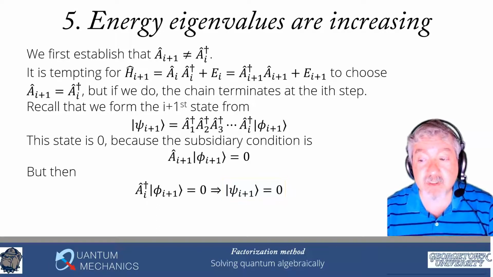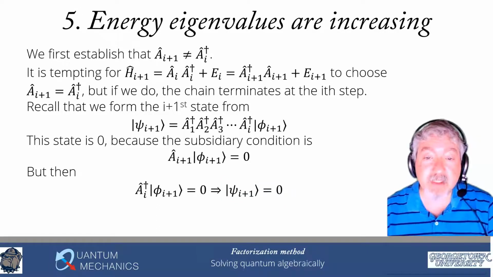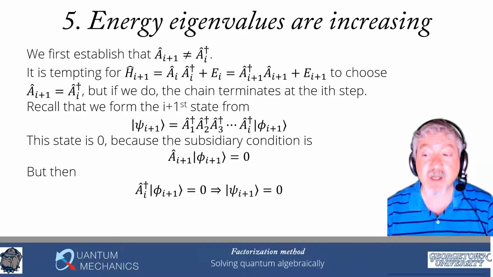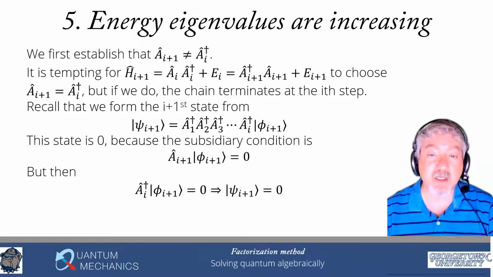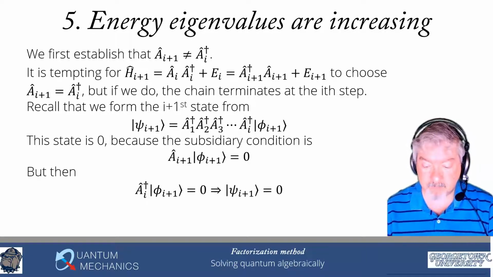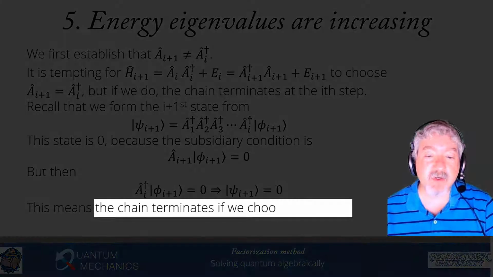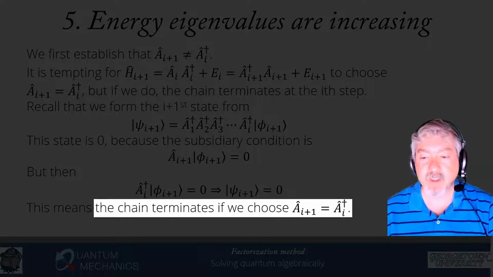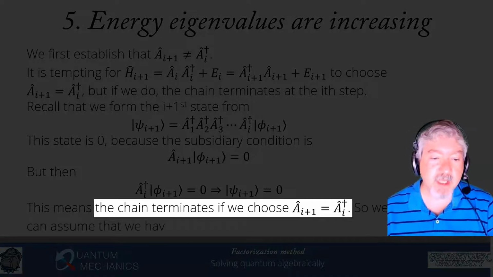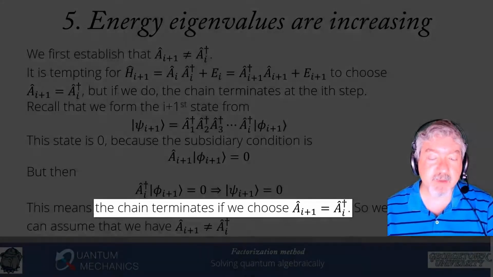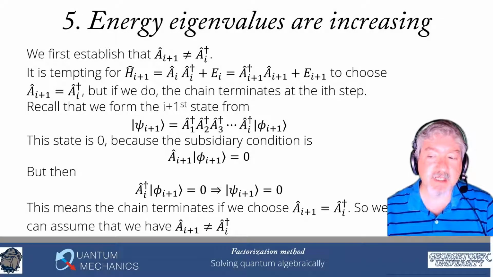Now, you may think that this can never happen, but it actually turns out that there are some potentials where this does happen. These are potentials that have a finite number of bound states. When you solve them with a factorization chain, it turns out that this occurs when I can no longer get another bound state in my problem. So what this means is that the chain will terminate if we choose A_{i+1} equals AI dagger, so we can't do that. And that means we can assume that that doesn't happen. So we're going to assume that A_{i+1} does not equal AI dagger.